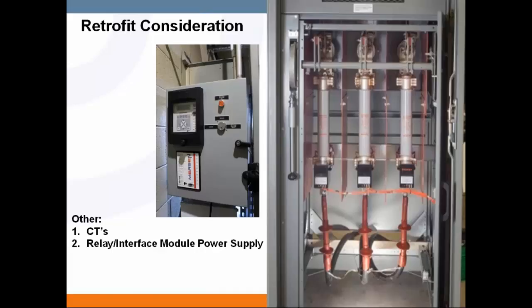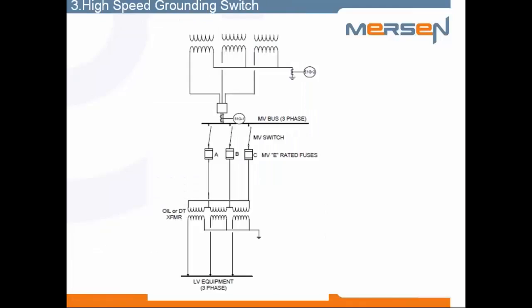We must come up with a relay and an interface module, as well as a power supply. What's shown here is a maintenance mode keyed switch and a maintenance mode light. And finally, fiber optic cables need to be run from the medium voltage side over to the low voltage interface module. And the third and final solution that we'll talk about for this application is a high-speed grounding switch.